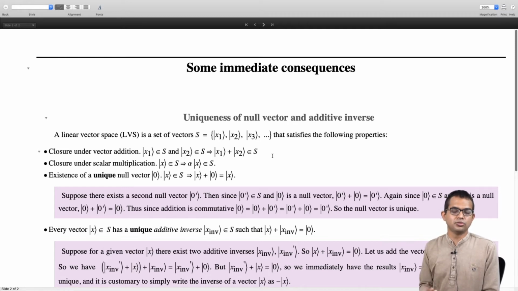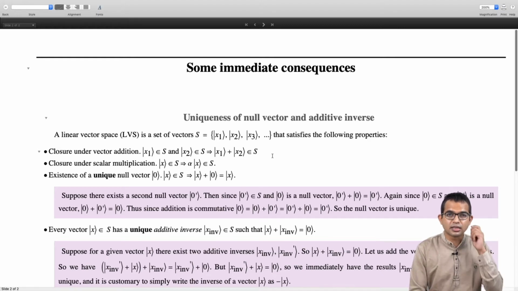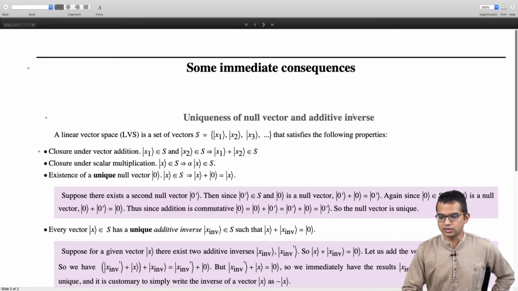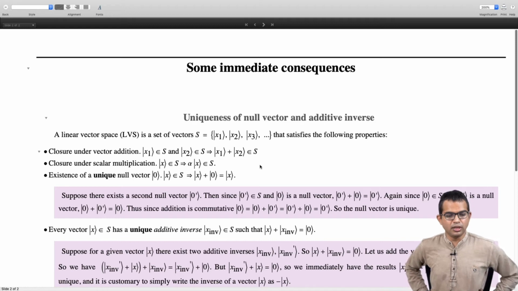Many a time you will see in textbooks where this is taken to be a requirement, so that a unique null vector is itself part of the definition. But we just want to point out that it's not essential to encode it into the axioms. It's something that can be derived. So how does this come about? Suppose there exists a second null vector 0 prime. So that is the argument. Let's concentrate on why there is a unique null vector.